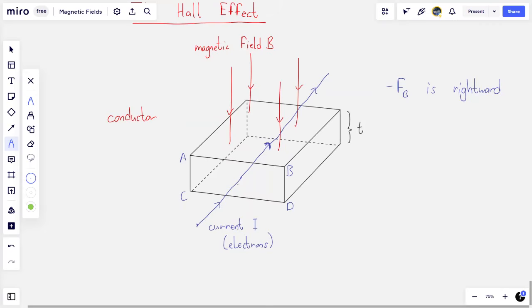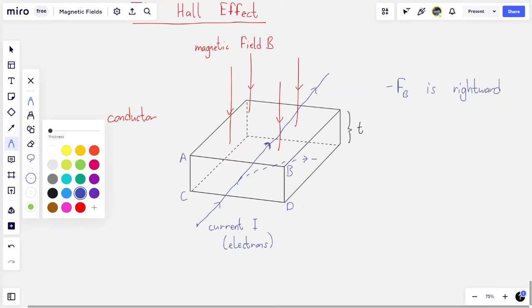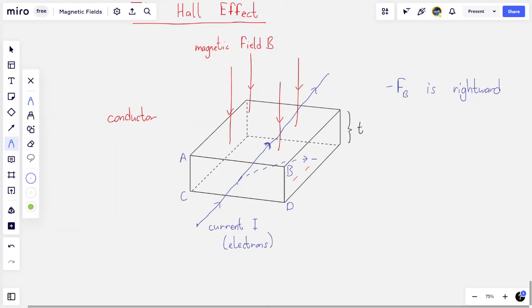So what happens is these electrons curve off and begin to pile up on the left-hand face. And so what we get is electrons on the left-hand face. We can call the left-hand face BDLM, we give it random names. Electrons gather on the face BLDM.